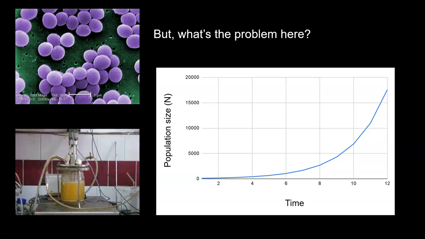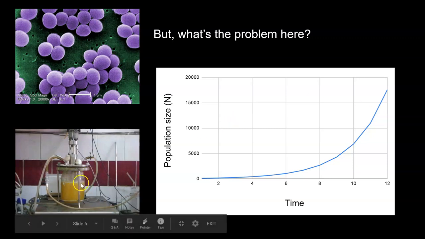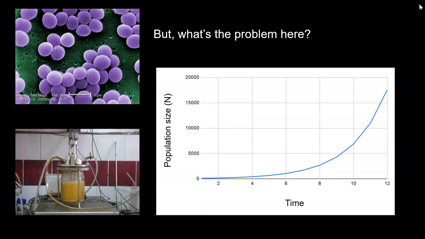But what's the problem here? Well, the problem is that this is an unrealistic situation. This vessel, despite being pretty large for bacteria, is not unlimited. Eventually, they're going to run out of food. They're going to run out of space. They're going to run out of whatever kind of air they breathe, whether it's carbon dioxide or oxygen. There is no way to create a limitless population.